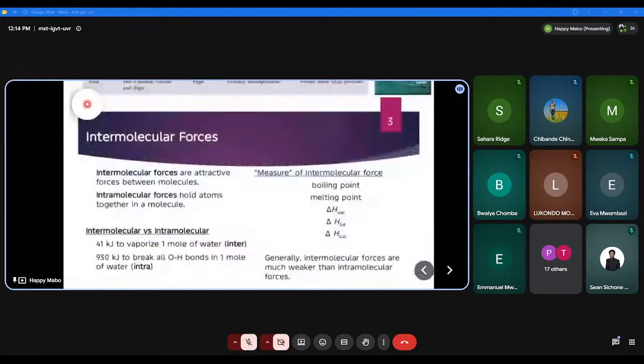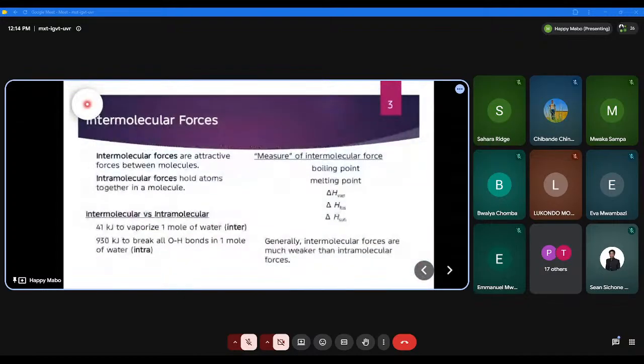Okay. We have this particular slide that tries to break down intermolecular forces versus intramolecular forces, and it's going to show us how we can measure their strength.